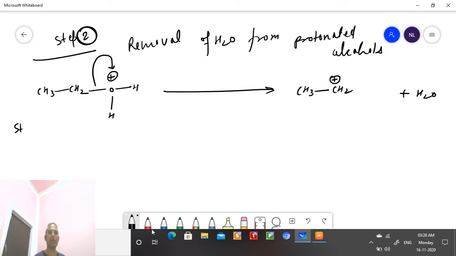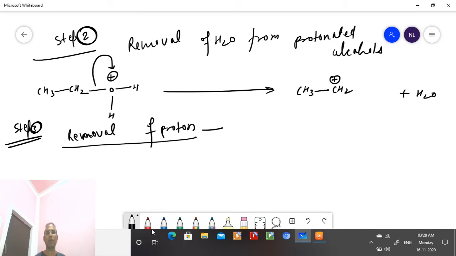Now lastly, step number 3. What is step number 3? That is the removal of proton. How does the removal of proton take place? In the presence of a base you can remove the proton. Let us have a look. We have the structure CH3, and here is the CH with the positive charge, this is the positive charge of the carbocation, with hydrogen, hydrogen and hydrogen.